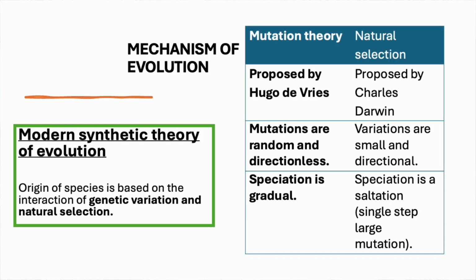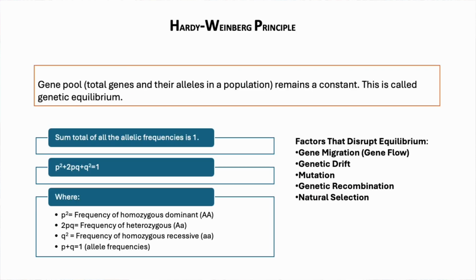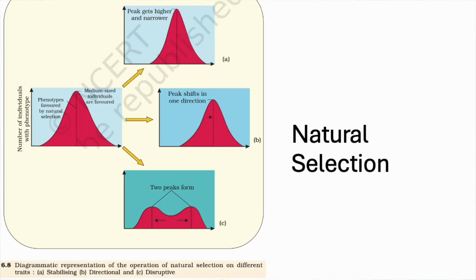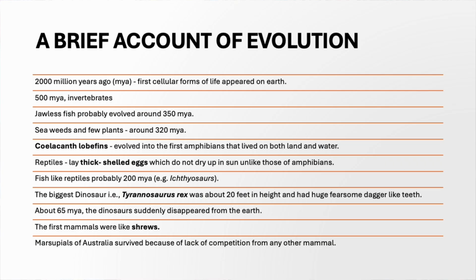After that, two mechanisms of evolution, mutation theory and natural selection. Compare and learn both. After that, we learned Hardy-Weinberg principle and the calculations based on these equations. After that, the three types of natural selection and the graphical representation. Then we learned about a brief account of evolution. On the screen now you can see different key concepts.